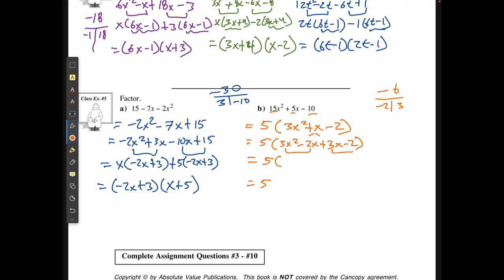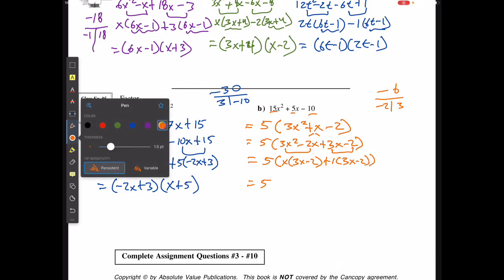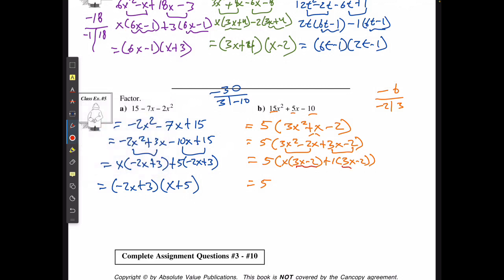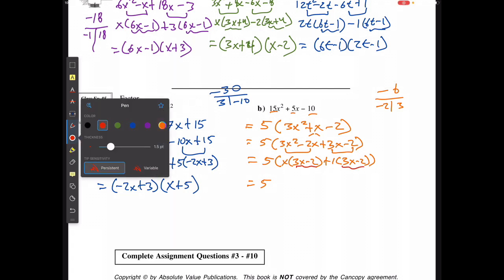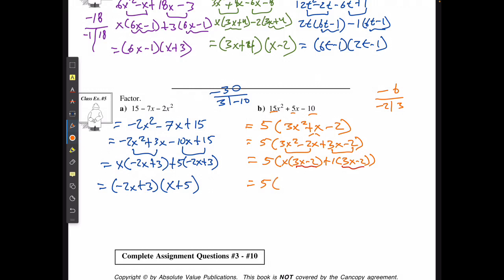Factor it by grouping. And I'm going to take an x out of the first set, and I'm left with 3x minus 2. And the second set is just going to be positive 1. And I have 3x minus 2. And then, like in the other cases, I can see what's inside the brackets matches here. And I'm going to say it's what's inside the brackets, 3x minus 2. What's outside the brackets, x plus 1. And I still have that coefficient of 5 on the outside, that common factor that I pulled out.